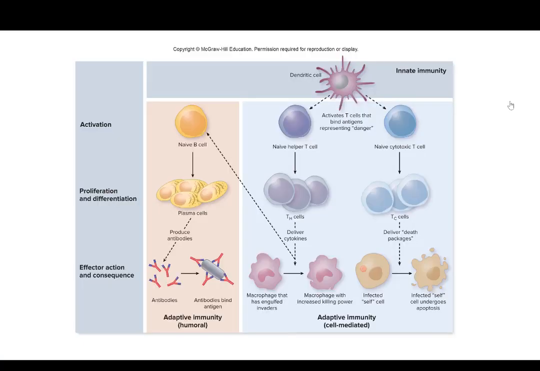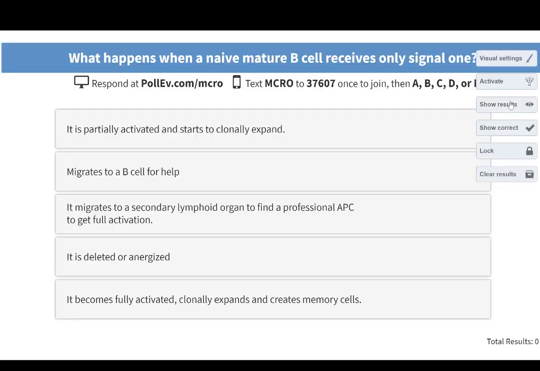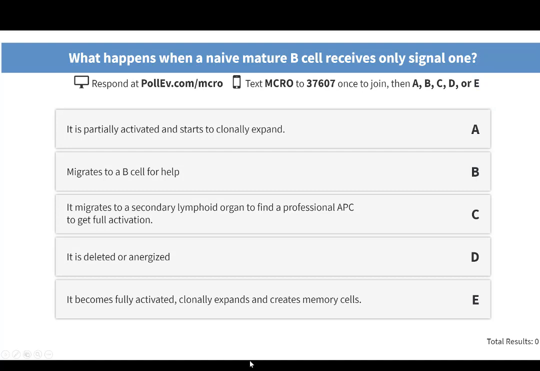Okay, so now we're going to talk about how B cells get activated. How do we make an antibody response? What happens when a naive mature B cell receives only signal 1? Go. You have 30 seconds on this one.